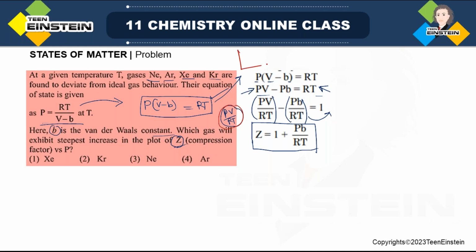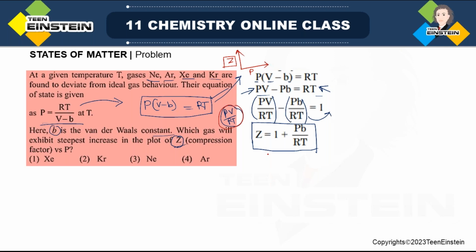That means Z versus P means Z will be in the y-axis, P will be in the x-axis. So if you want to draw this curve, obviously you have to find the corresponding equation. Otherwise, how will you draw the plot? That is why the equation that is given in the question, we are arranging it in such a way so that you can get the term Z, which is nothing but the ratio PV by RT.